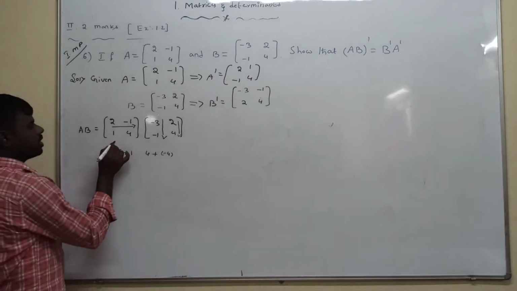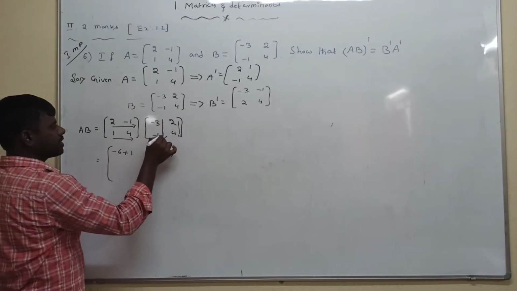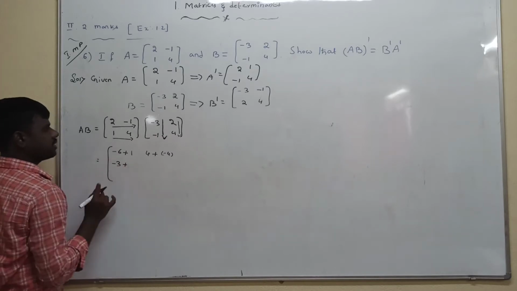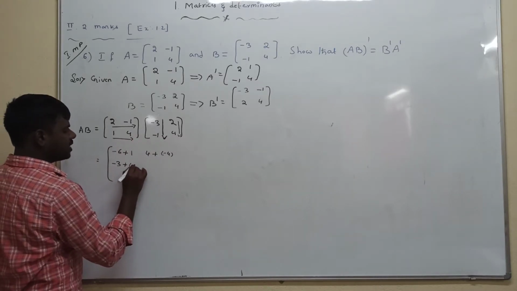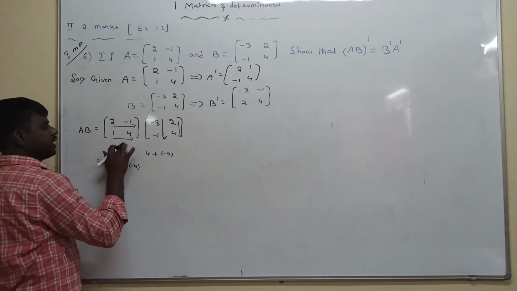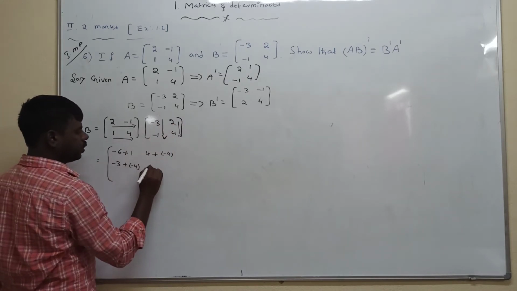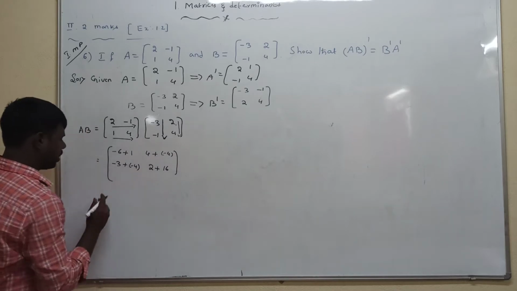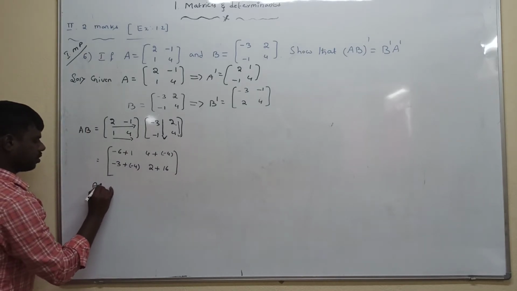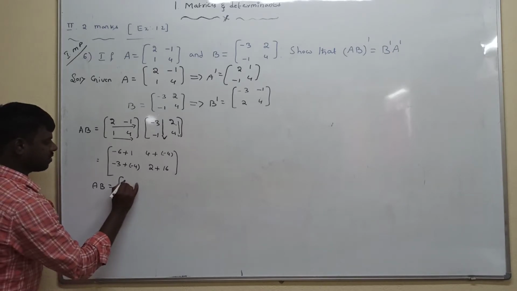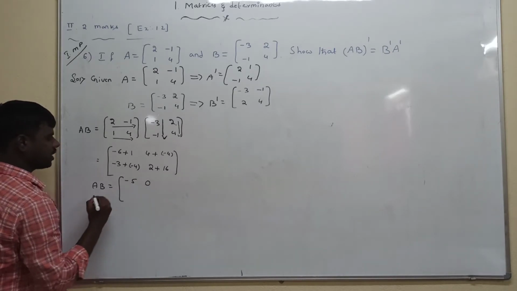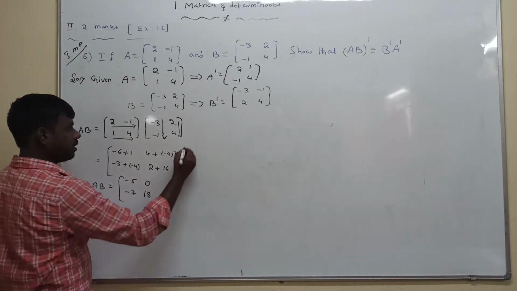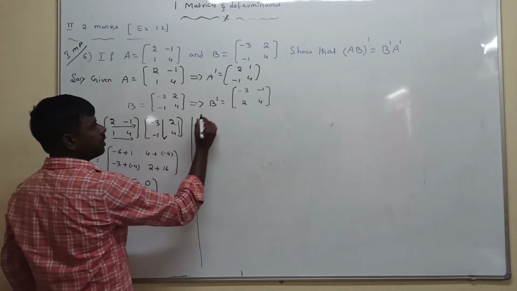Next, the second row in the first matrix with the first column in the second matrix: 1 into -3 plus 4 into -1, that value is -4... Next the second row, second column: 1 into 2 plus 4 into 4 is 16. So AB is equal to: -6 plus 1, that value is -5. 4 minus 4, that value is 0. -3 minus 4, that value is -7. 2 plus 16 is 18. But they are asking for the LHS part.